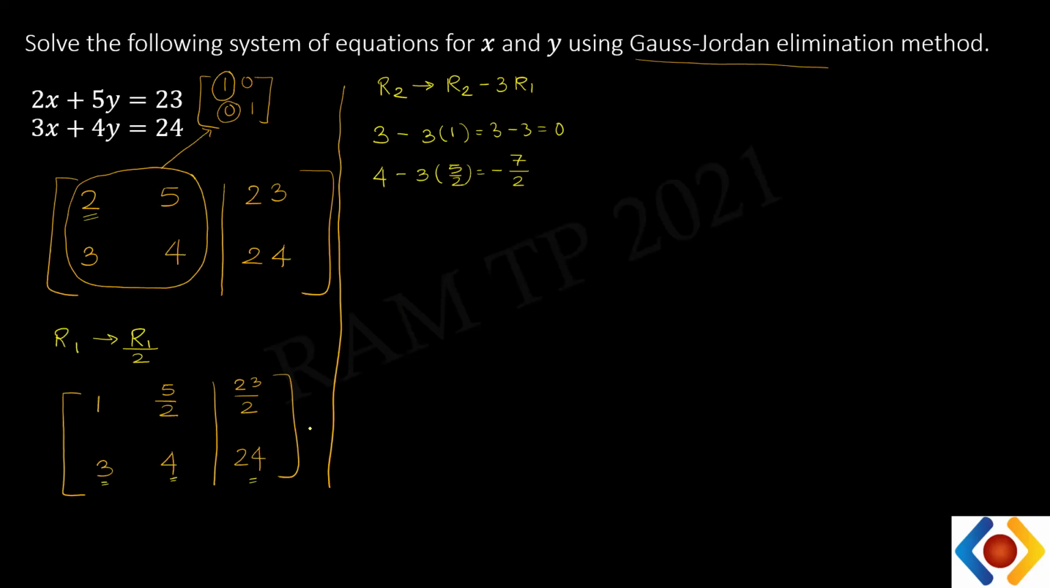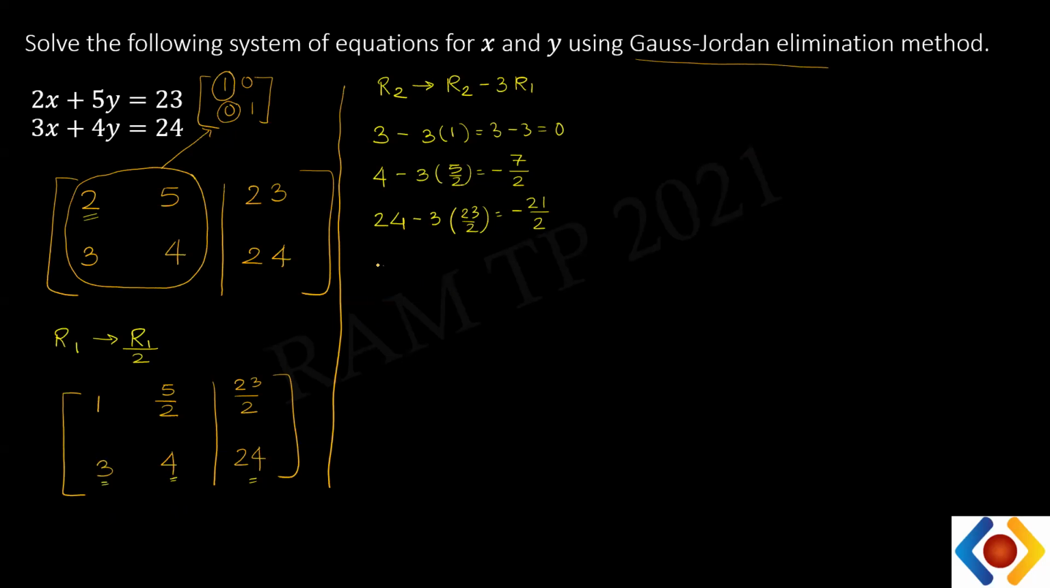Okay, let's think about this. 24 minus 3 times 23, minus 21 by 2. So this will be how much? 23 times 3 is what? 69. And 24 times 2 is 48. So 48 minus 69, minus 21 by 2. This is what we got there, right? Correct. This is the same thing that we did.